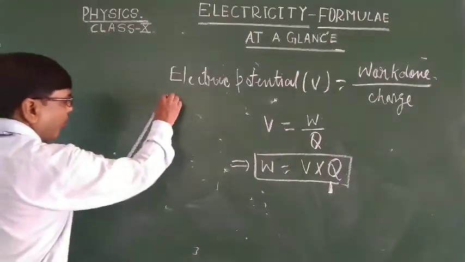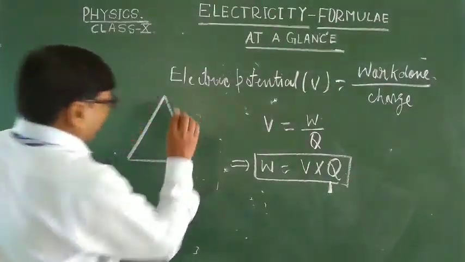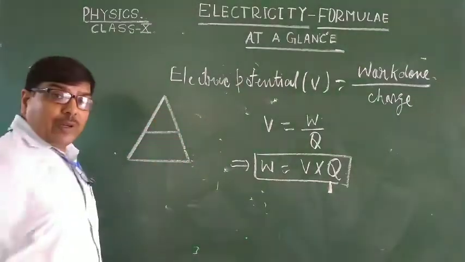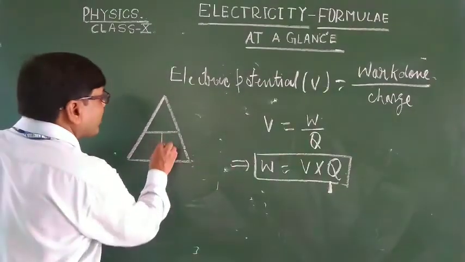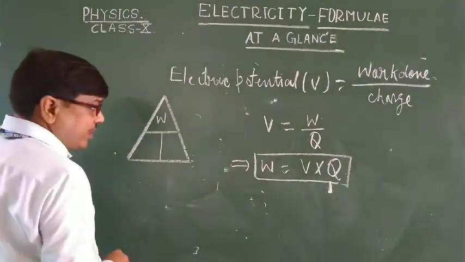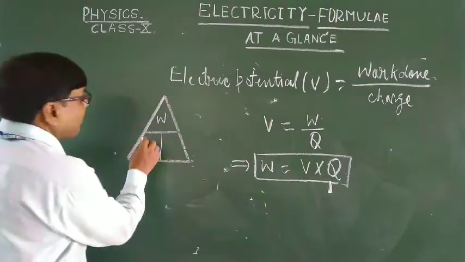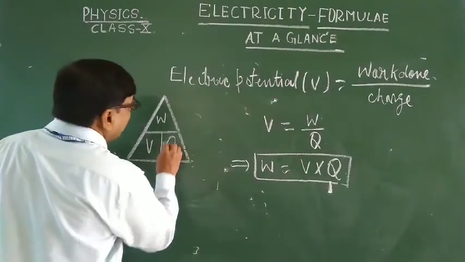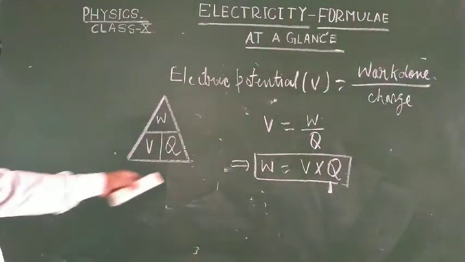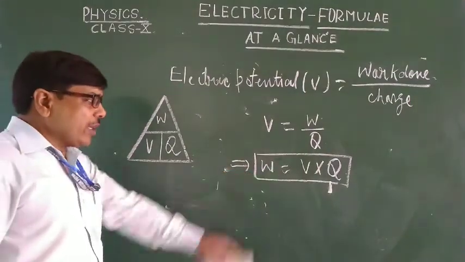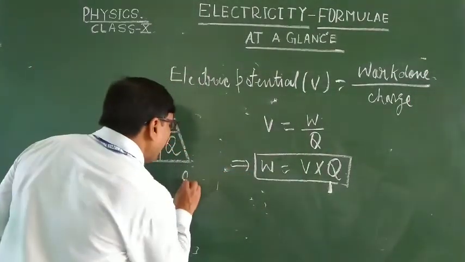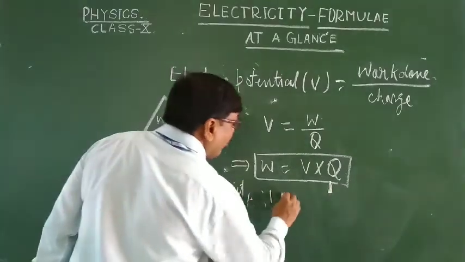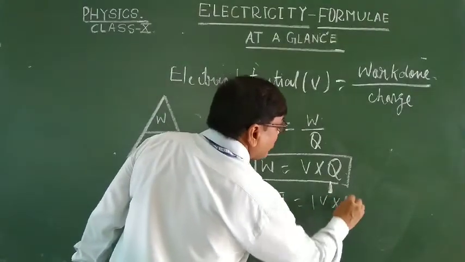How can you remember? Once again, try to form the diagram with the help of a triangular diagram. So what is work done in electricity, or energy stored? It depends upon two factors here: electric potential and charge given. So W is equal to V and Q. Now write its SI unit.